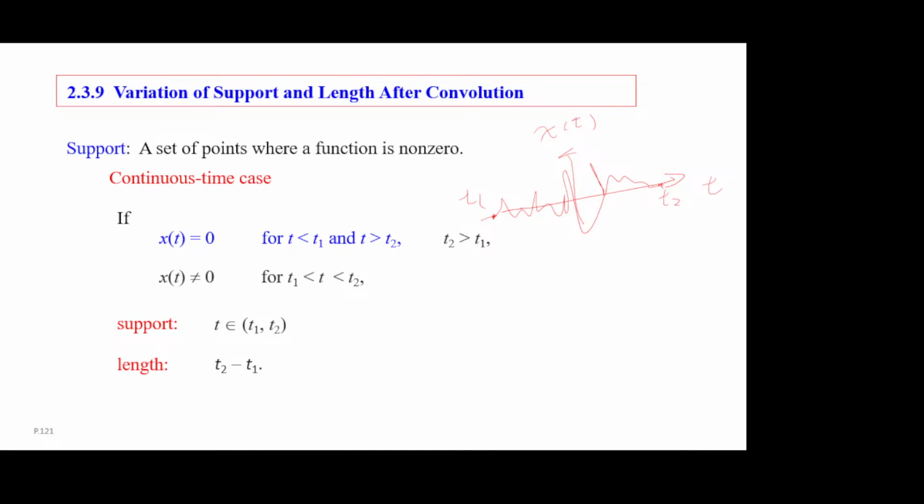So we want to describe this phenomenon of your x of t happening in some interval. If your x of t looks like this, then we say the interval from t1 to t2 is your support. We also have a length of support, which is obviously t2 minus t1.